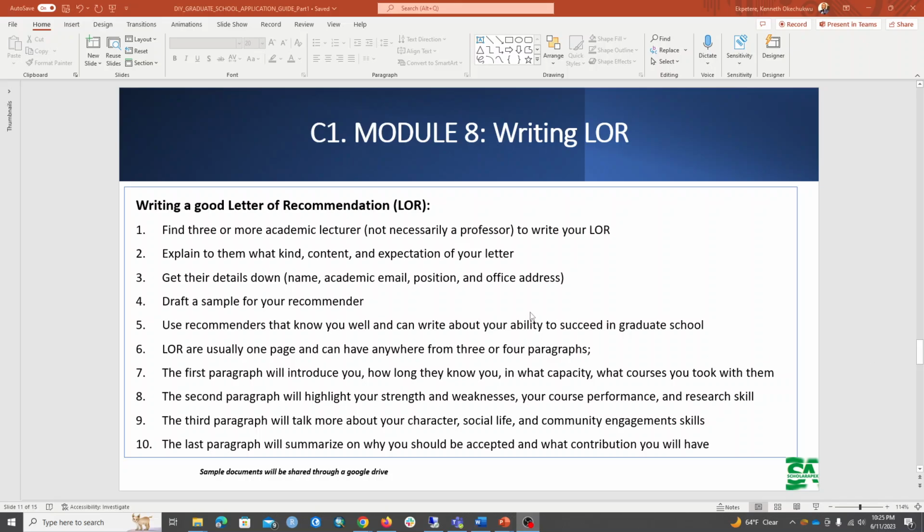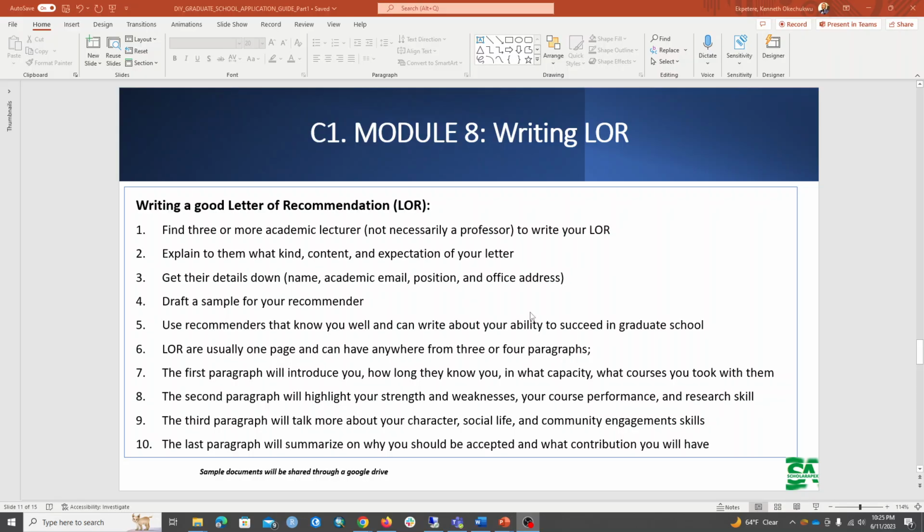In this module, we are going to be talking about the letter of recommendation and how you can prepare a letter of recommendation. And before I move on, a letter of recommendation is more like a letter of attestation. Here, your recommender is going to speak on your behalf.